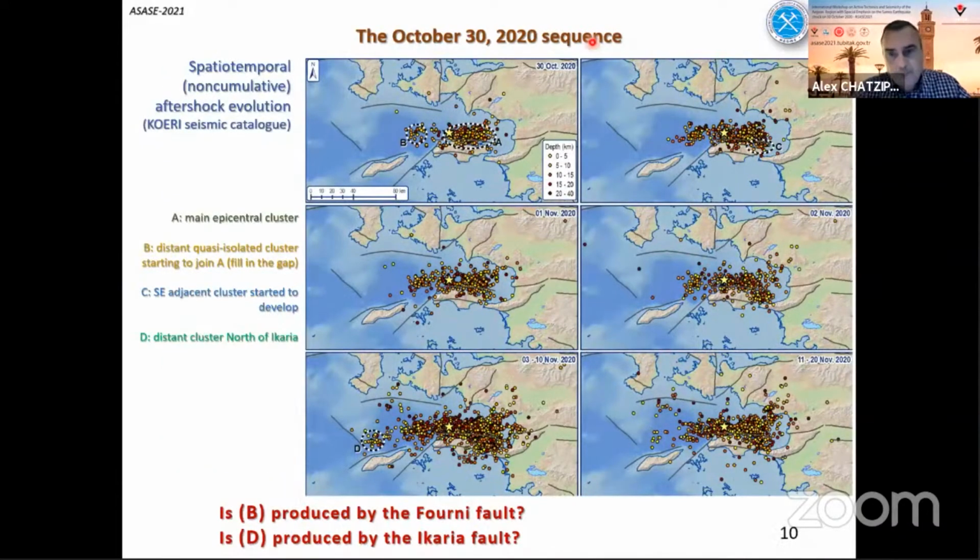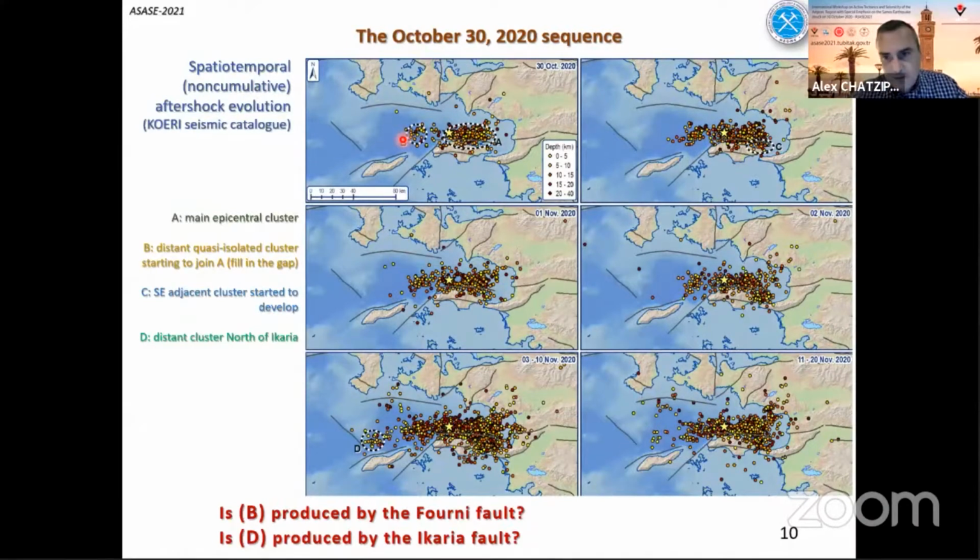So let's see the distribution in space and time of the epicenters. During the first day, 13 October, the main distribution was around this fault. This is the main shock, and the first cluster started to develop towards the east. However, there is a distant cluster here, which is evident since the first day.